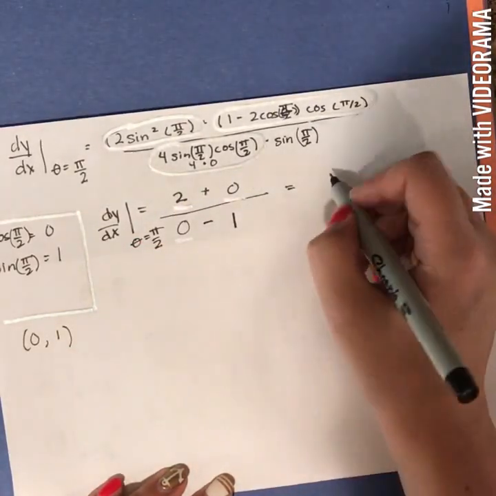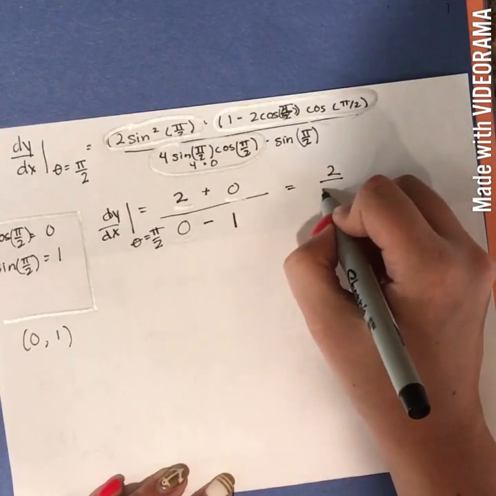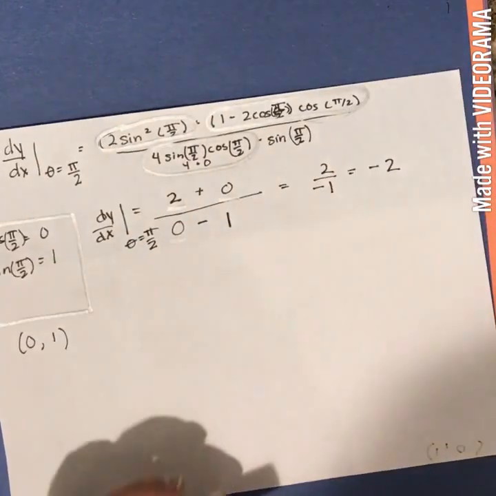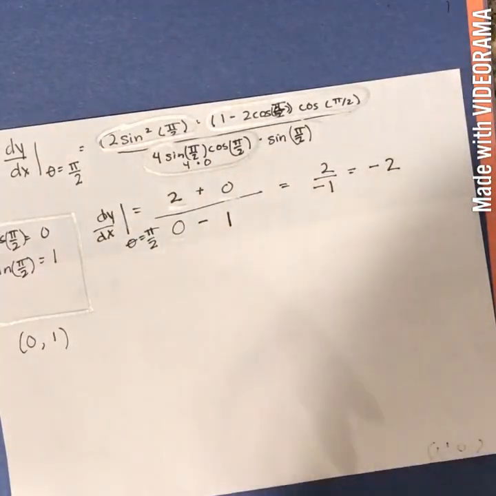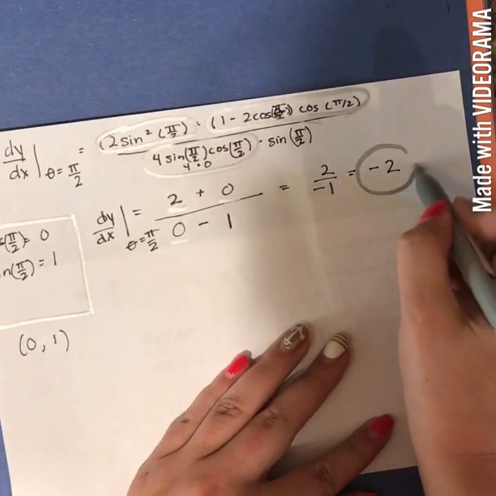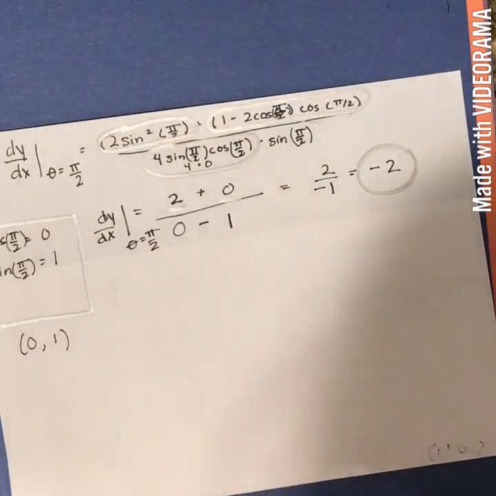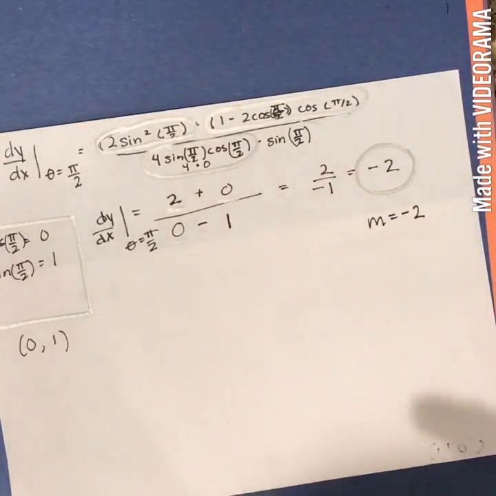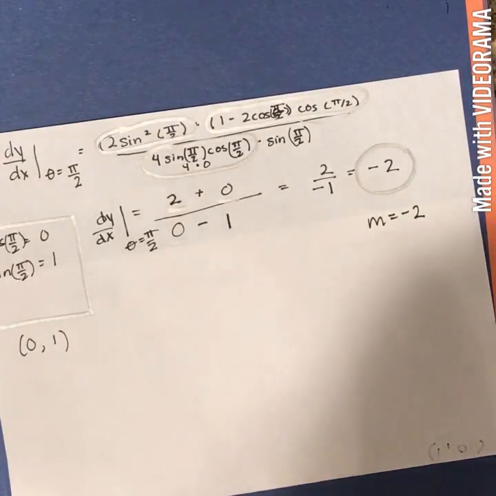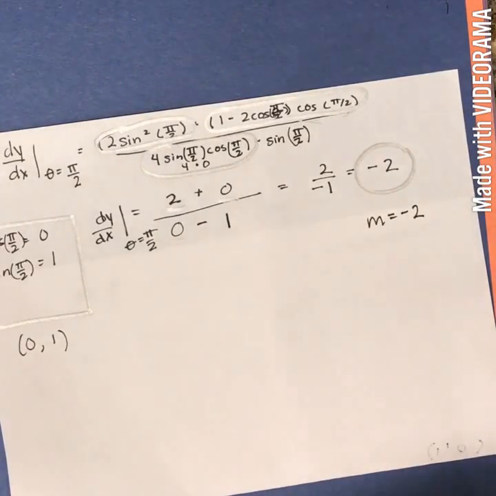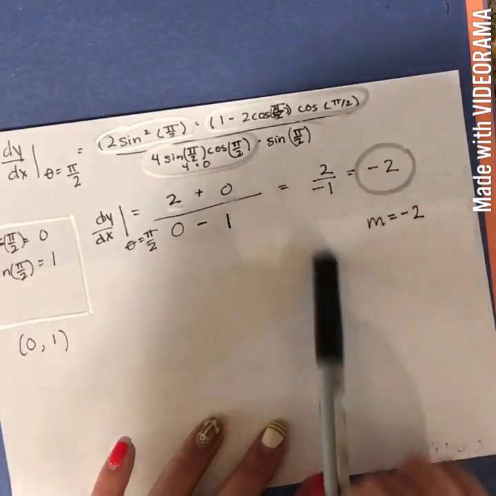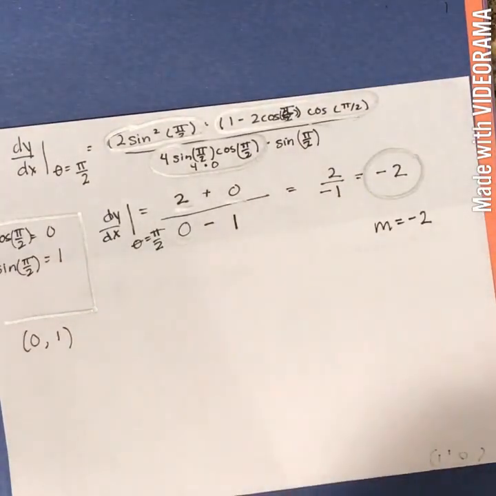Okay, and so it's going to be 2 over negative 1, which is just negative 2. So this is our slope. This is our m. So m equals negative 2. And just a real quick reminder, you might be thinking, why did we find dy dx to find the m? When you have an equation, no matter what, and you've got it in these terms, in order to find the slope, you've got to find the derivative. That's how you're going to do it.